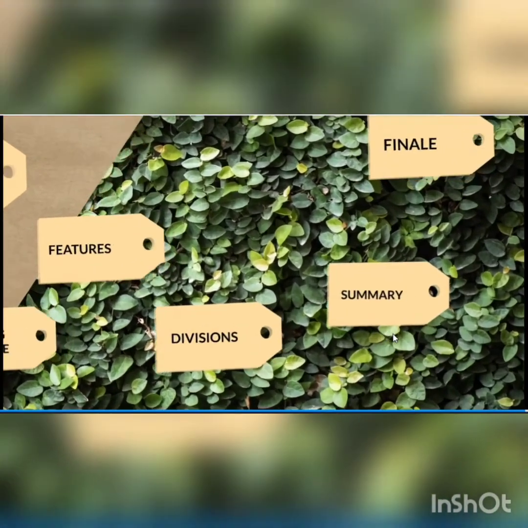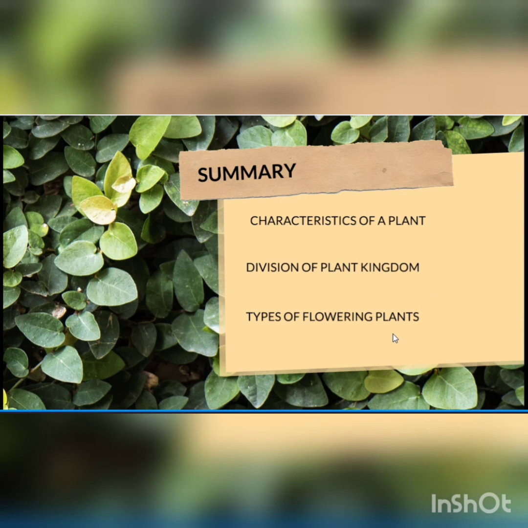And then coming to the summary, in this session we have learnt about the characteristics of a plant. We have seen what features are needed for an organism to be represented as a plant, right? We've also seen the division of the plant kingdom. Broadly 2 divisions we have seen. One is ferns, the second is angiosperms, the flowering plants. And thirdly, about the types of flowering plants, we have seen monocotyledon and dicotyledon.